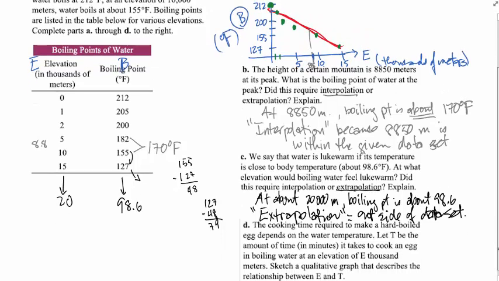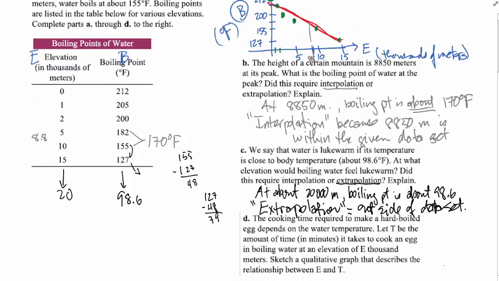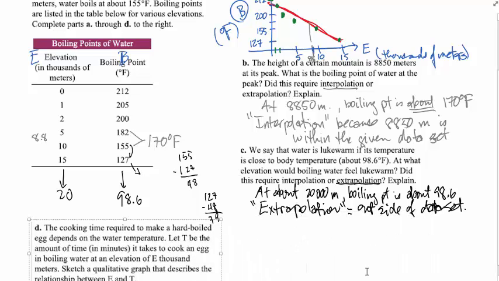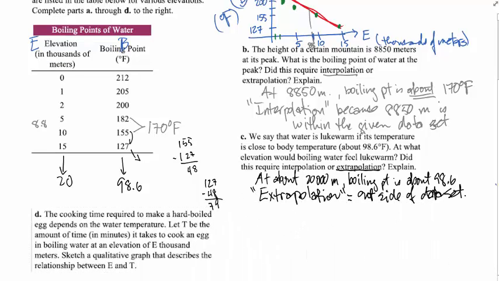Okay. All right. Now let's take a look at this last question. See if we can move this question over here a little bit. The cooking time required to make hard-boiled eggs depends on the water temperature. So let T be the amount of time in minutes it takes to cook an egg in boiling water at an elevation of 8,000. So sketch a qualitative graph between E and T. So this is E and B. We want E and T. And let's see if we can translate this.